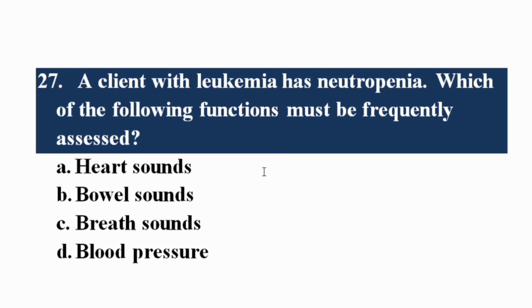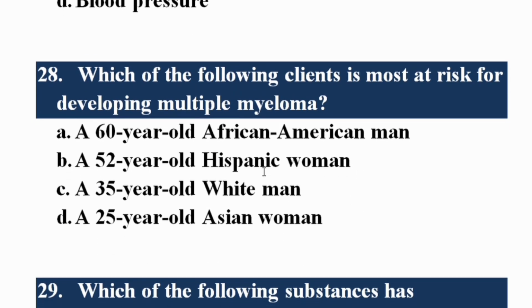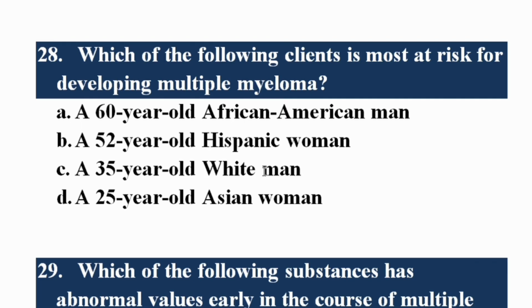A client with leukemia has neutropenia. Which of the following functions must be frequently assessed? The right option is Charlie. Breath sounds. Which of the following clients is most at risk for developing multiple myeloma? The right option is alpha. A 60-year-old African American man.